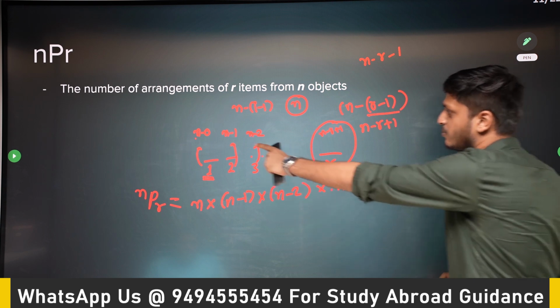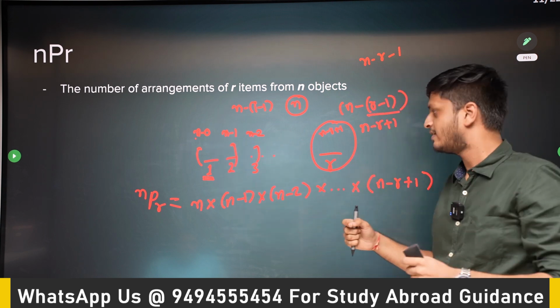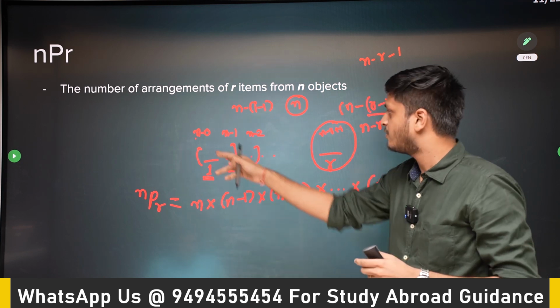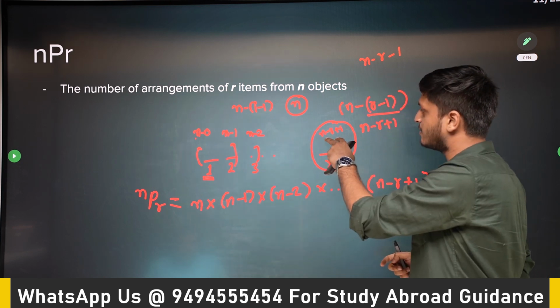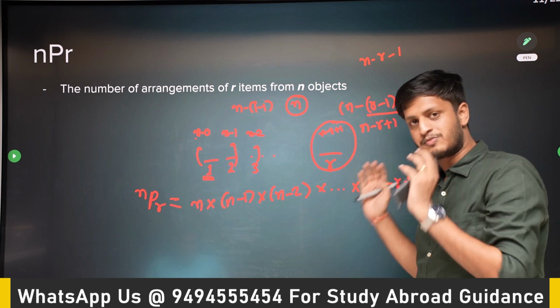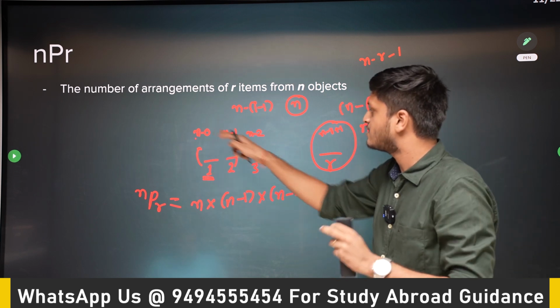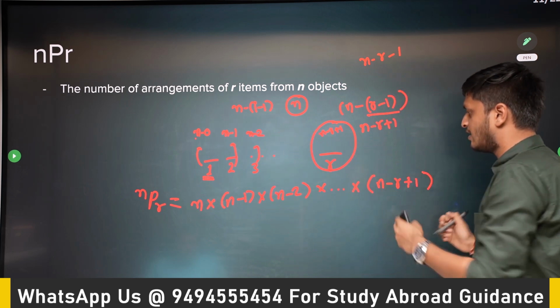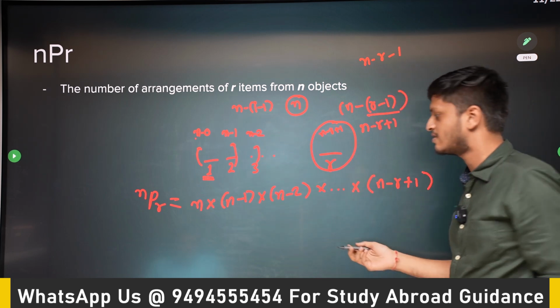Spend time on this. Sometimes being too fast is also bad. If you're too fast, you will make this mistake and write n minus r minus 1. Spend time and see, for 1 it is 0, for 2 it is 1. So it is n minus (i minus 1) in brackets. So that way this is NPR, that's all. This is the proof.